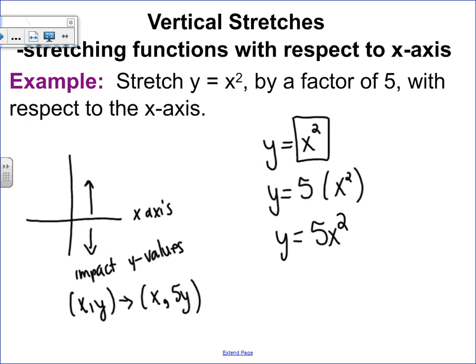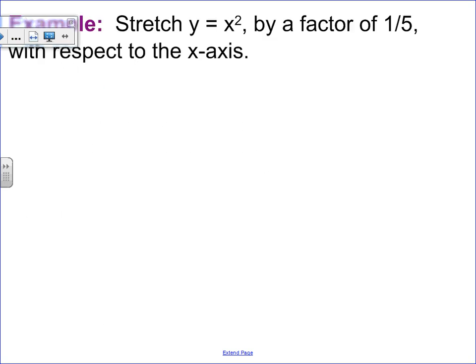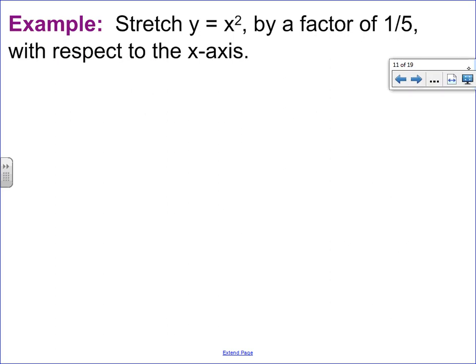Let's try something a little different. Let's try by a factor of a 5th. So again, I'm going to take all of my x, y points on y equals x squared. X values stay the same, and my y values will now be 1/5 of what they were before.